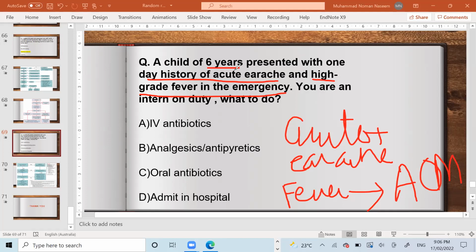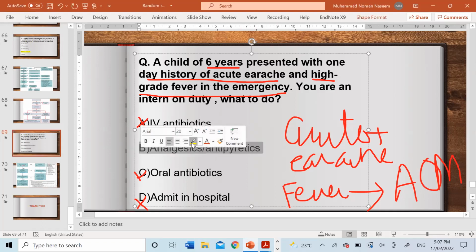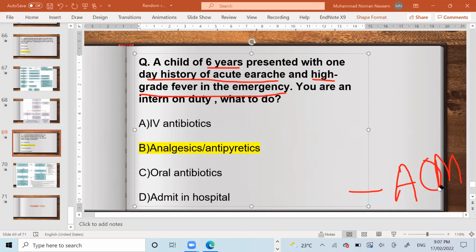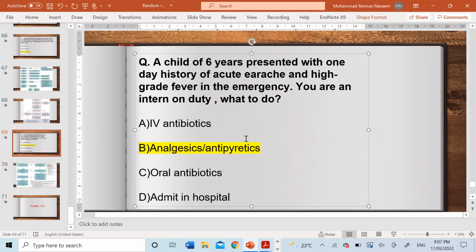Now, it's just a 6-year-old child. It doesn't have any of the red flags of the acute otitis media. So you don't give antibiotics. You always start within the first 48 hours with analgesics or antipyretics. Now let's talk about why we are not giving antibiotics to this patient. After 48 hours, usually earache settles with the analgesics because the kids themselves fight off the infection well. If it is not resolving after 48 hours, then you can start the antibiotics in this patient.